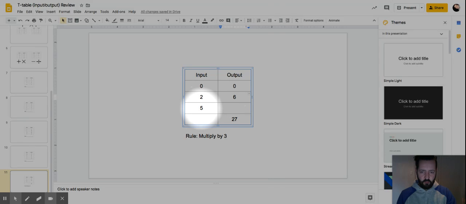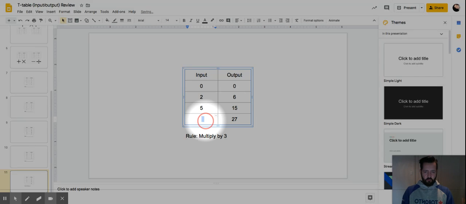So let's just go input of 5. 5 times 3 is 15. And now the last one here is a little tricky because they give us the output value, but they don't give us the input value. But we know that whatever number we put into here, we're going to multiply it by 3. That's going to give us 27. This is where having your multiplication facts mastered is going to be really advantageous to you. Some of you have this memorized, and you'll know that 3 times 9 gives you 27. And so that's our last input value there.